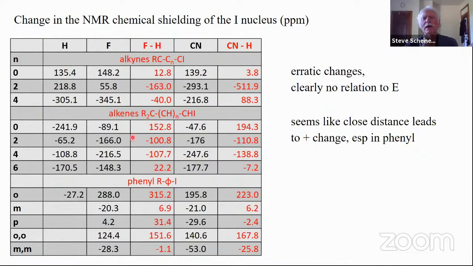And there's some erratic quality here. When the F is close to the I, there's actually a small increase, whereas when it gets further away, it gets to be deshielded. The CN has some erratic changes here. So unlike in the case of hydrogen bonds, where the shift of the central bridging proton has proved to be a pretty effective means of gauging the strength of the bond, you probably cannot say the same thing here in the halogen bond, where we're talking about the I atom shift.